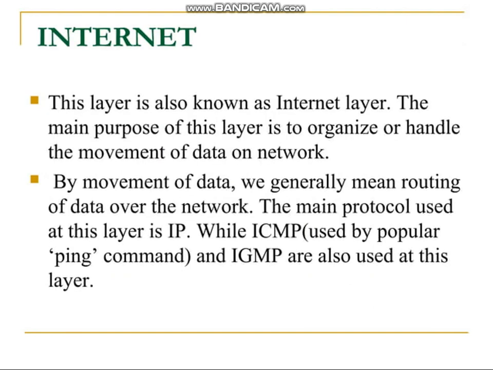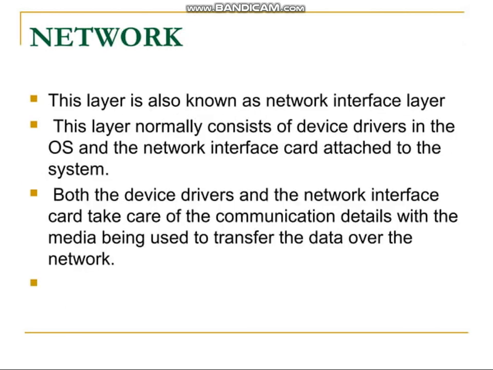Internet layer. The main purpose of this layer is to organize and handle the movement of data on the network. By movement of data, we generally mean routing of data over the network. The main protocol used at this layer is IP, while ICMP and IGMP are also used at this layer.